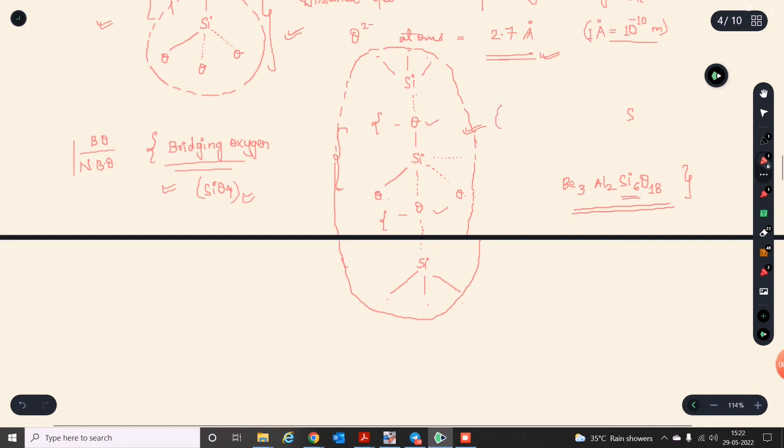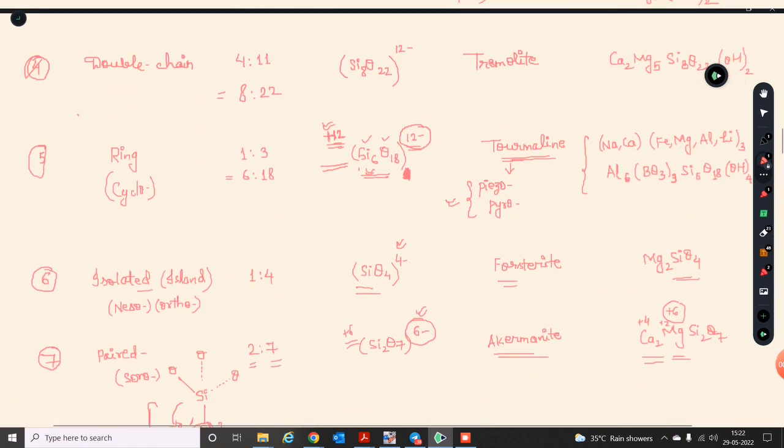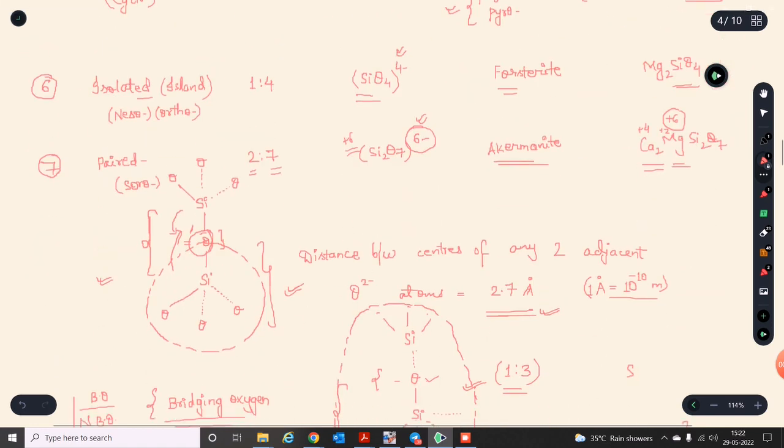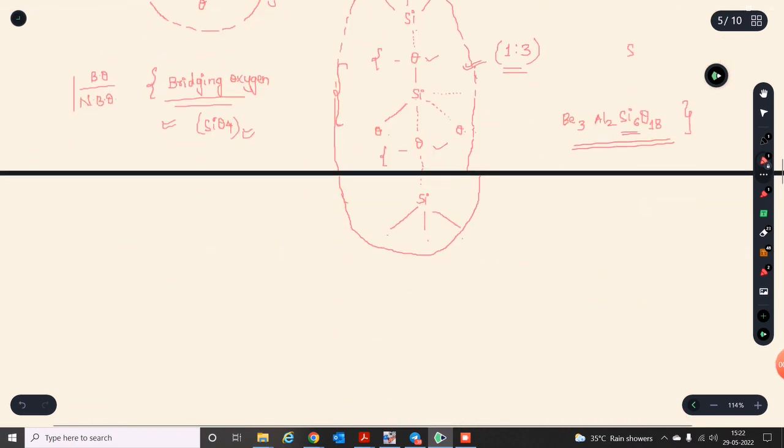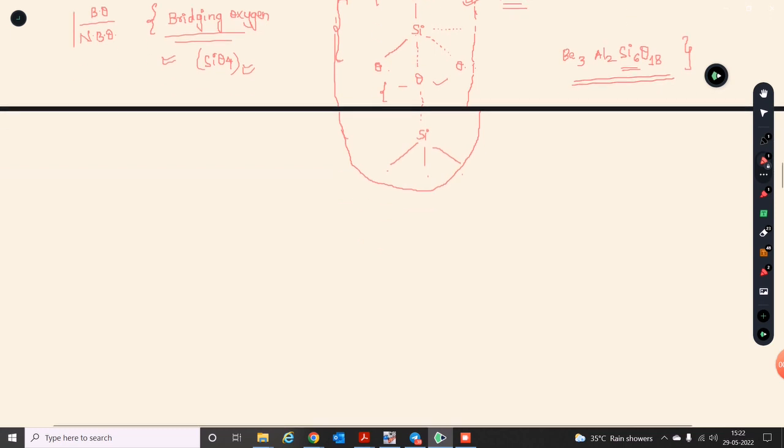in simple form a 1:3 ratio in terms of the cyclosilicate that we have seen here. So we can have many examples depending upon the formula. Here also we have Si6O18. For beryl also we have Si6O18. There are many more examples like axinite, benitoite, and cordierite as well. You can go through as many examples as you want.